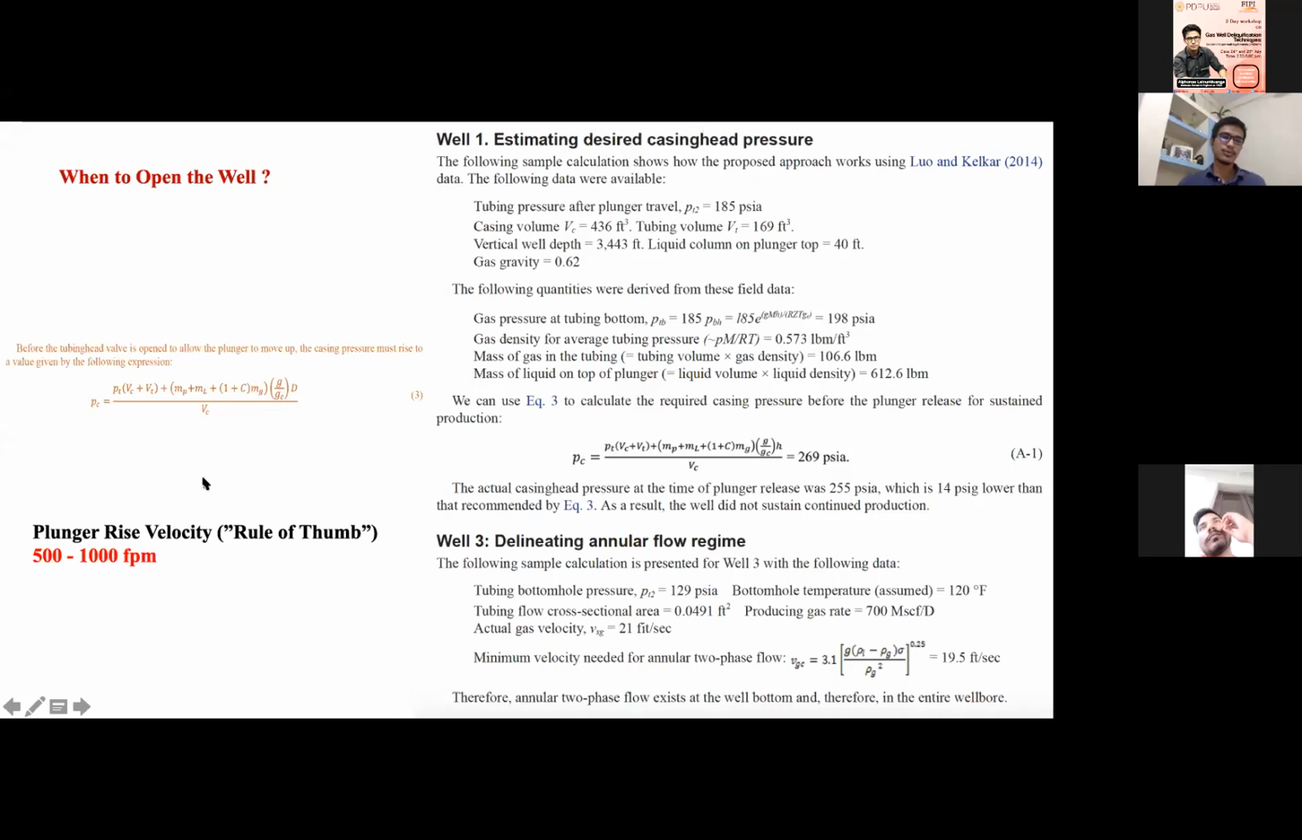And also, as a rule of thumb, you are going to consider your plunger rise velocity to be 500 to 1,000 feet per minute.